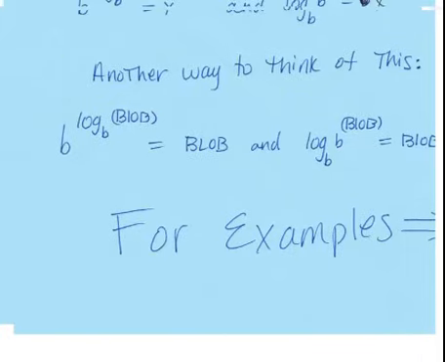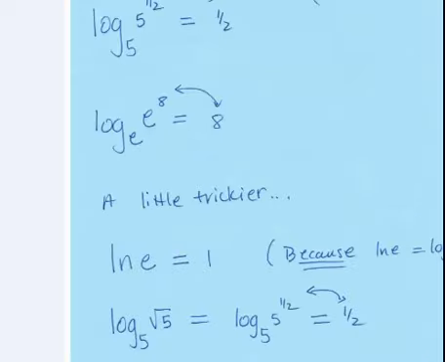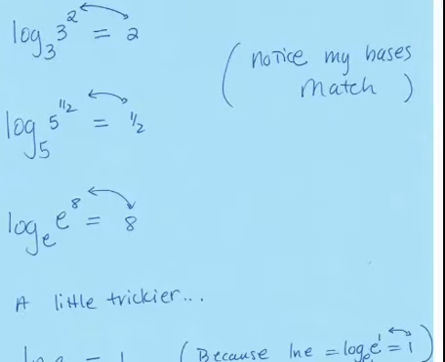Now let's look at some examples. Start right here. If I have the log base 3 of 3 squared, the 2 comes out. The 2 is my blob. So log base 3 of 3 squared is 2. The log base 5 of 5 to the 1/2 is 1/2. The log base e of e to the 8th is 8.